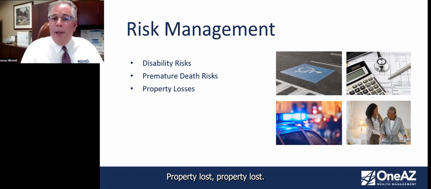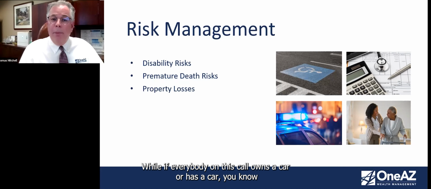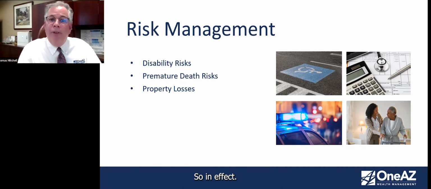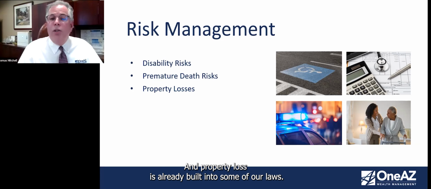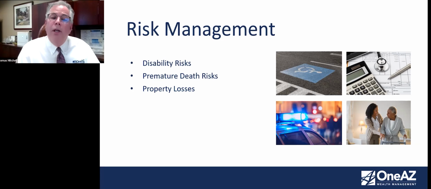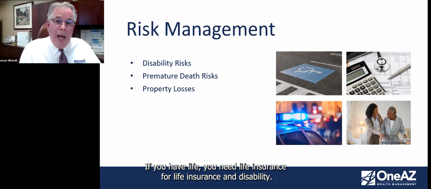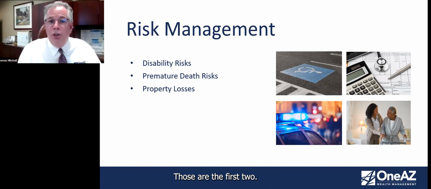Here's another one, property loss. If everybody on this call owns a car, you know you need car insurance, right? It's the law. So in effect, property loss is already built into some of our laws. You have your car, basically you have car insurance. If you have a home, typically you'll have homeowners insurance. If you have life, you need life insurance, and disability. Those are the first 2.